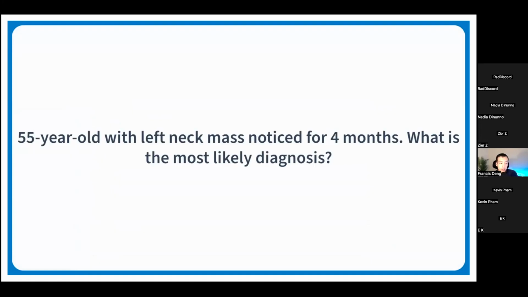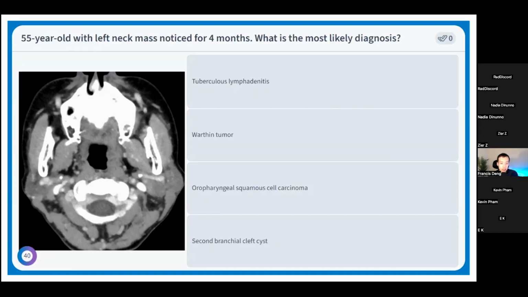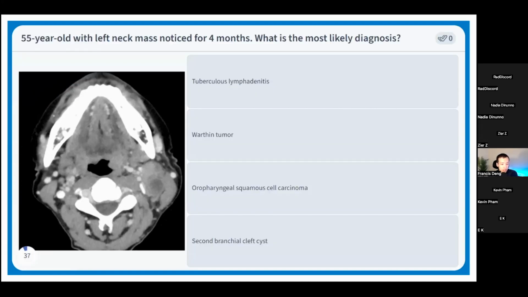All right. 55-year-old with left neck mass noticed for 4 months. What is the most likely diagnosis? We have a scrolling contrast enhanced neck CT here.